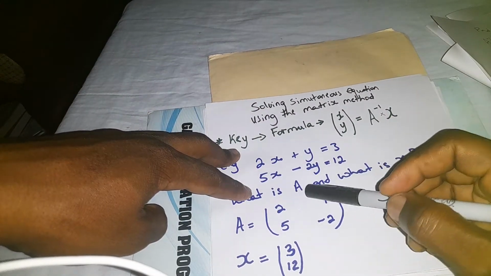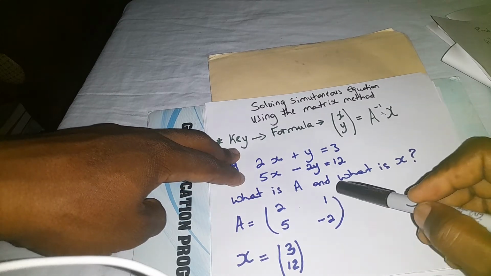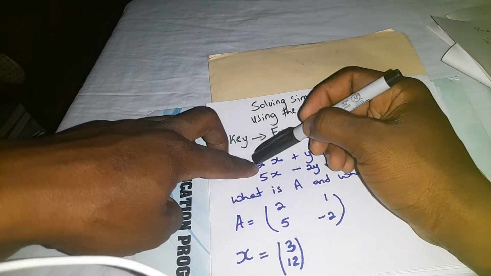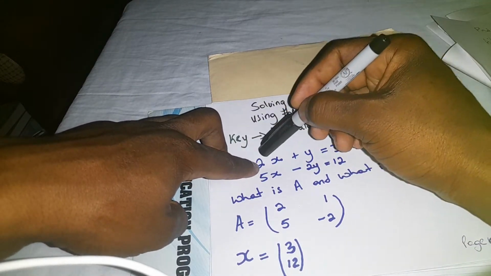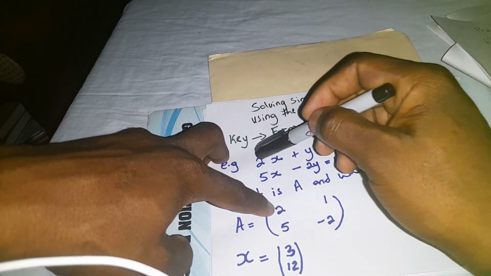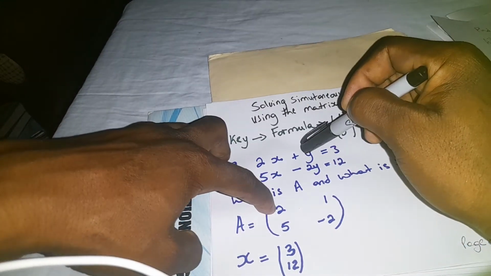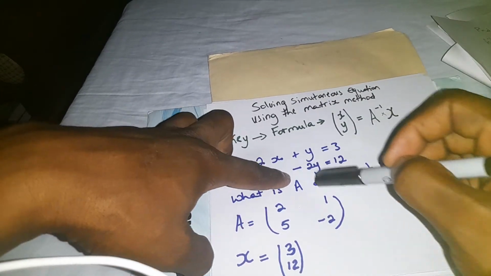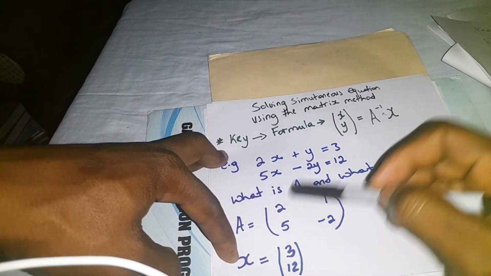So what is A and what is X? A would be these, which are the coefficients of x. Notice the pattern. A equals 2, the coefficient of y is 1, and the coefficient right here is minus 2. You see the form? And X now would be this.